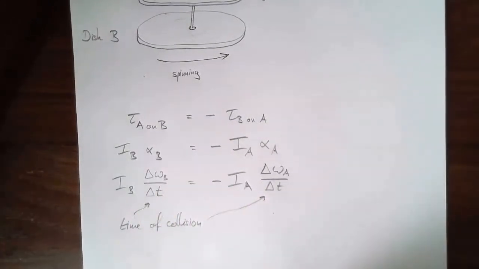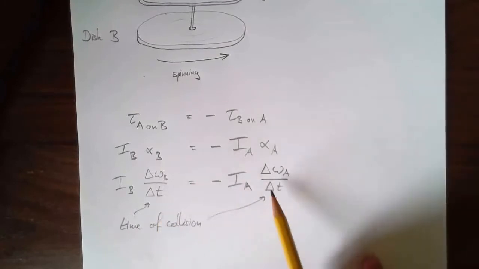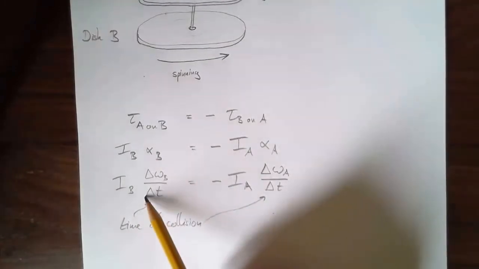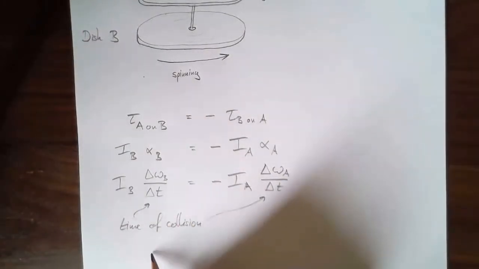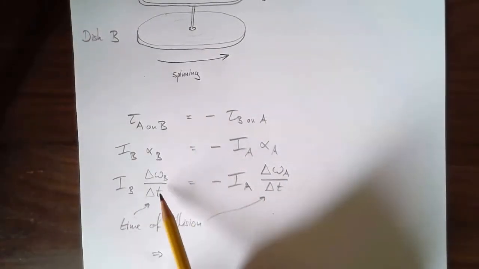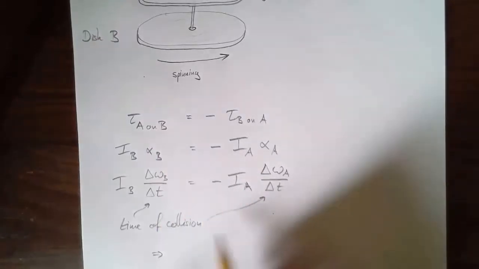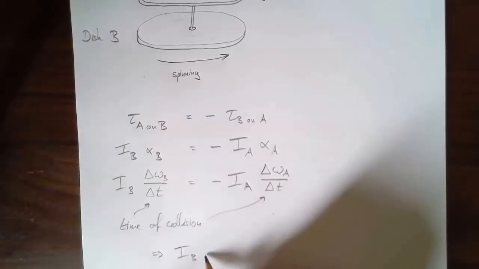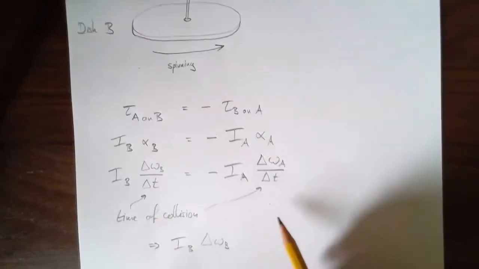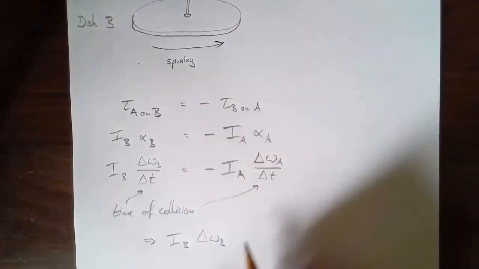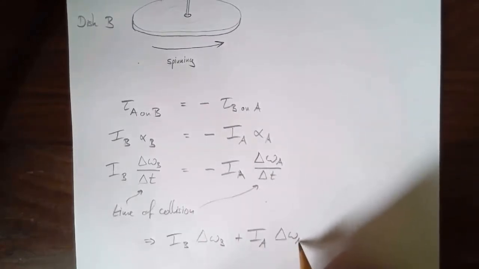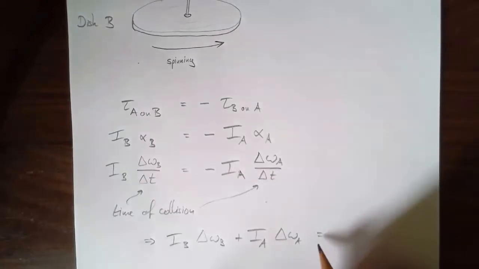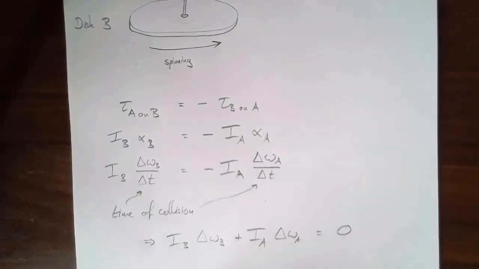Okay, so now we've got this. Now we can of course cancel out delta t, right? Because of the 1 over delta t, and then I can just take this to the other side. So I'm going to get I_B delta omega_B. So I've cancelled out the 1 over delta t. I'm going to take this over to the other side: I_A delta omega_A, that is equal to 0.